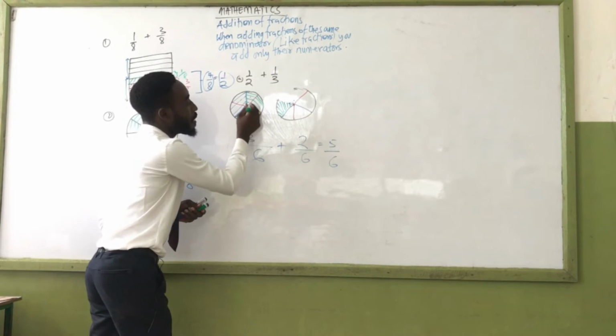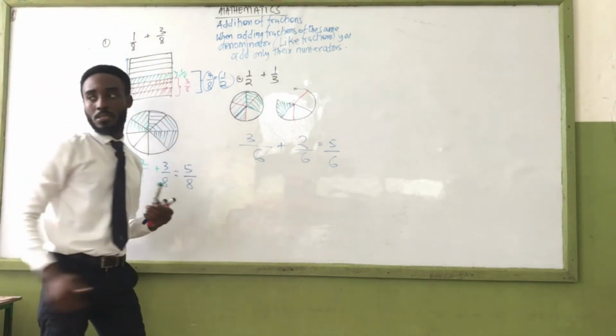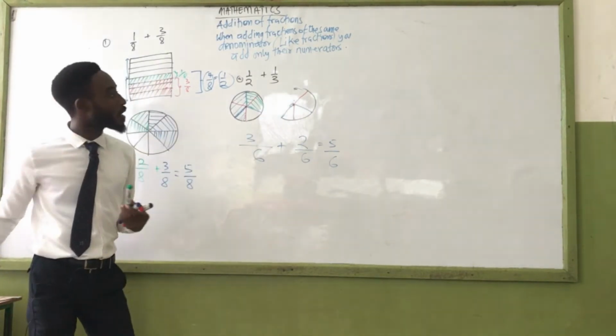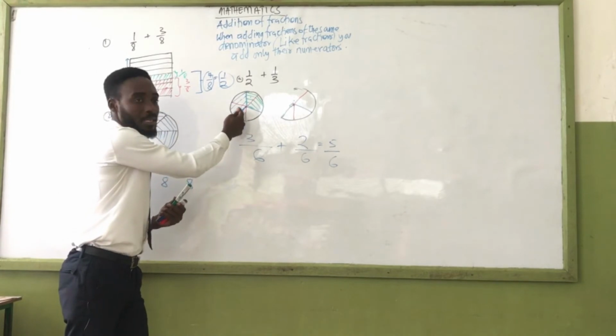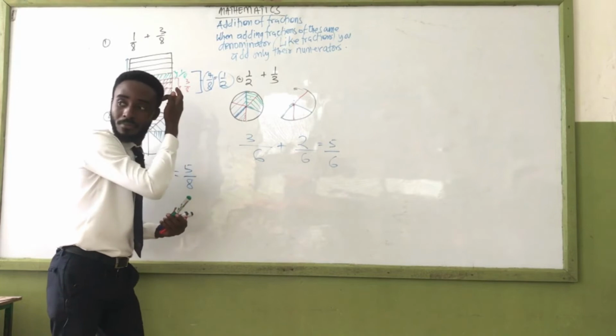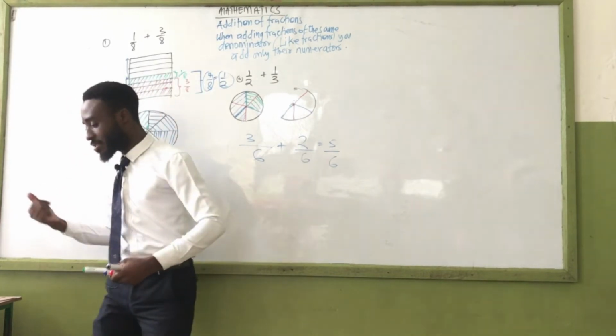I transfer this because I've transferred it into this box. Do you get that? I transfer this here as well. So I now have 1, 2, 3, 4, 5 out of 6.